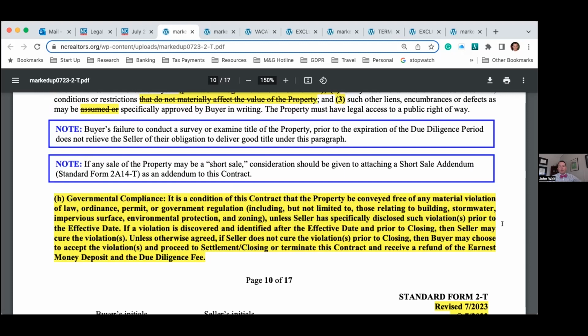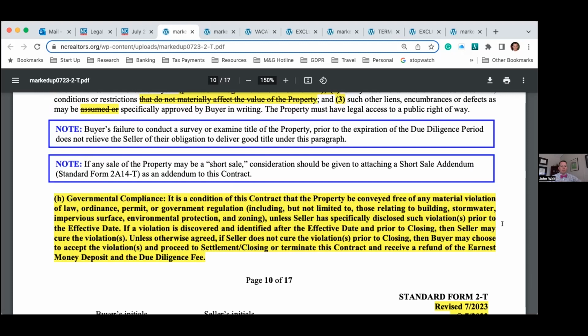In any event, if a violation is discovered and not disclosed, then there's an option. The first option is that the seller can cure the violation. So that's number one. And if they cure the violation, then that'll be the end of the story. However, if the seller doesn't cure the violation, then the buyer can choose to proceed to closing if they want, or they could terminate and get their earnest money and due diligence fee back. And that's it. Not inspection costs, not lawyer fees, not any of the other things that you'll see in paragraph 23 for breach. So that's how this works.